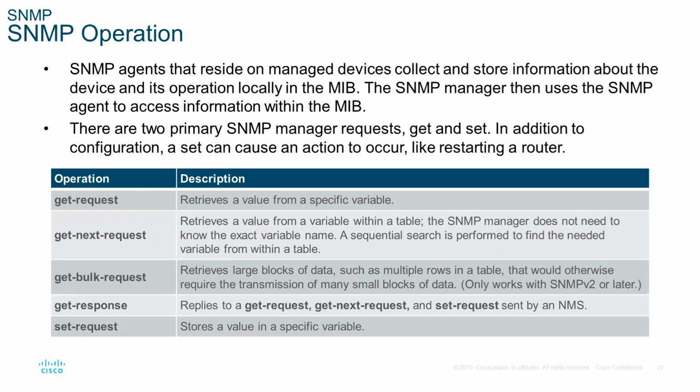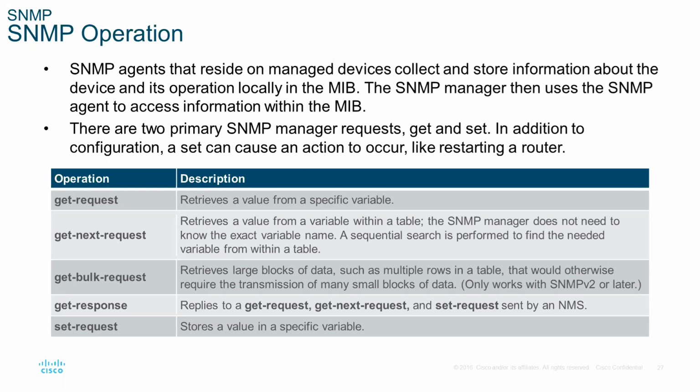GET BULK request allows us to extract bulk, in other words, multiple rows of the table, but we need version 2 or later of SNMP for this to work. Then we get response, which are the replies to the request, and then set request. So set request stores the value of the variable.